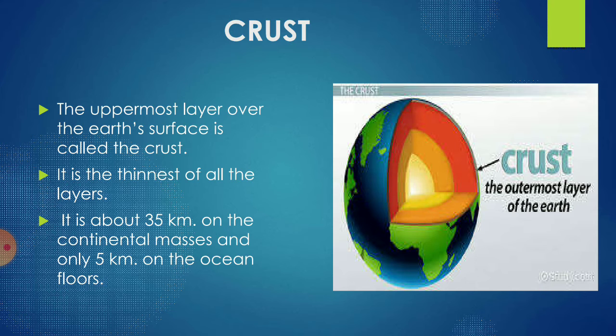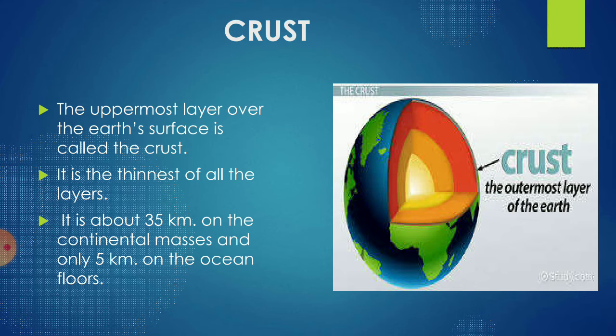It is relatively thin. The upper part of the crust is also known as the continental crust, which is about 35 km thick, right? So it is about 35 km on the continental masses and only 5 km on the ocean floor. So there is also a difference in the thickness of the crust, the lithosphere. It is much thicker at the continental masses and less thick on the ocean floor. It is only 5 kilometers.